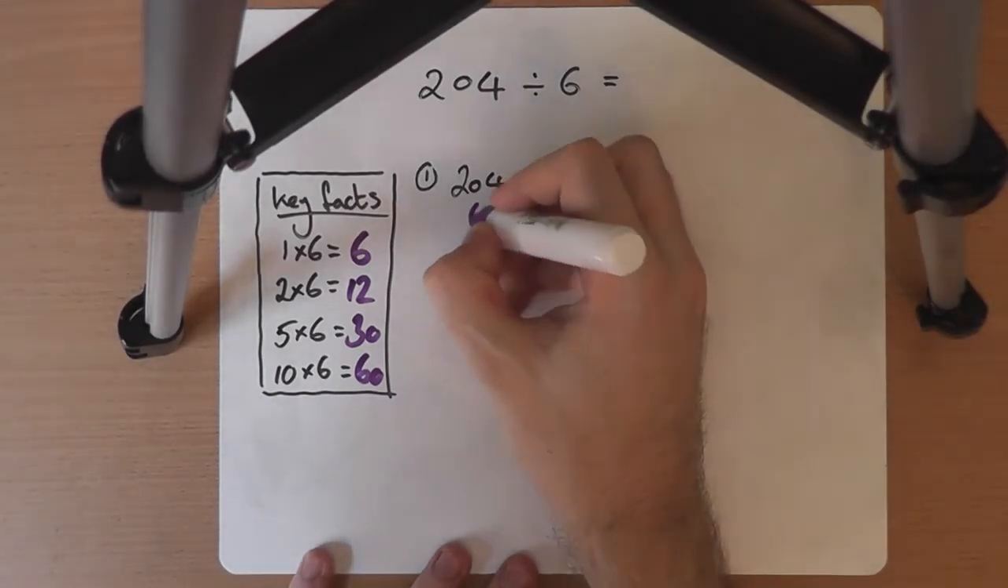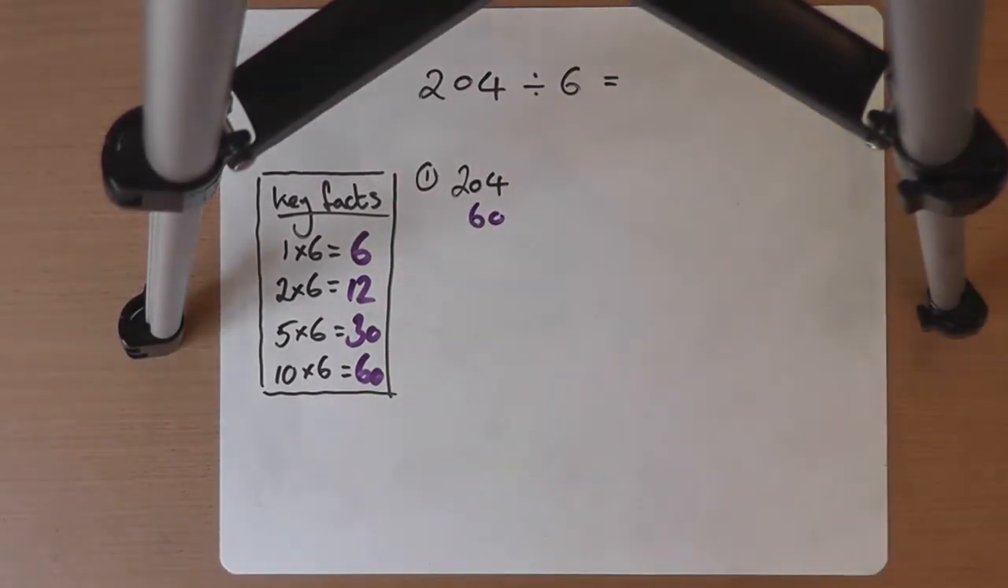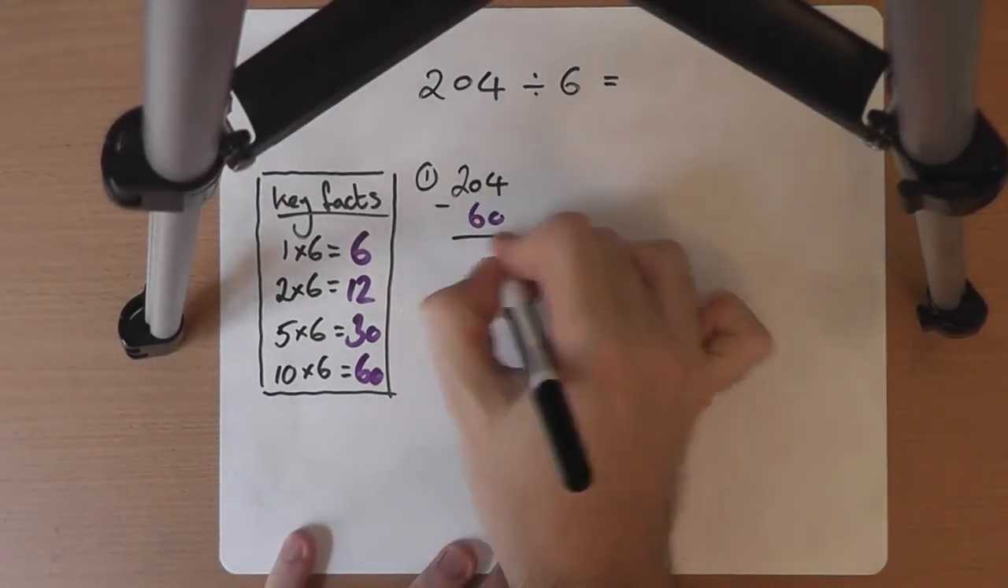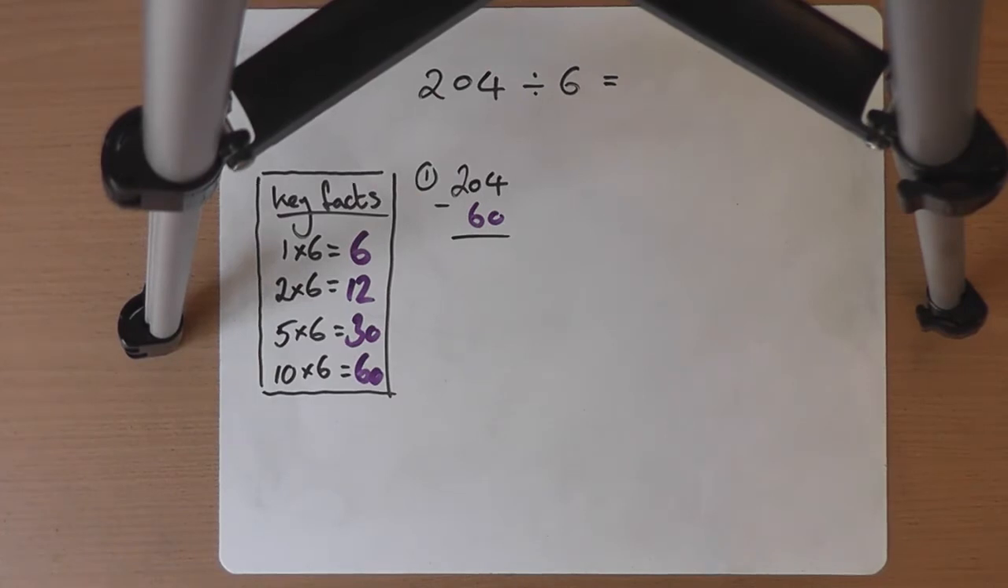So I'm going to take away the 60. Now you can do this how you like. I'm going to set this out in columns so it's nice and clear what I'm doing. But I'm going to do 204 take away the 60. If you want to work it out in your head or just write down the answer, that's absolutely fine. But as long as you keep track of what you're doing, I'm going to do it in columns to make sure I get the right answer.